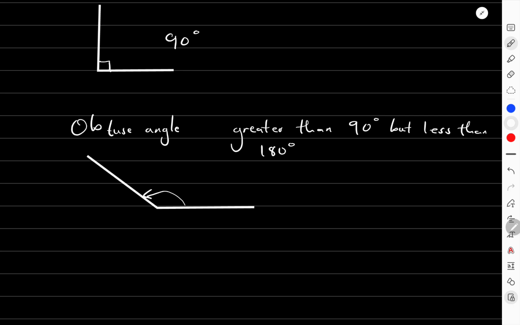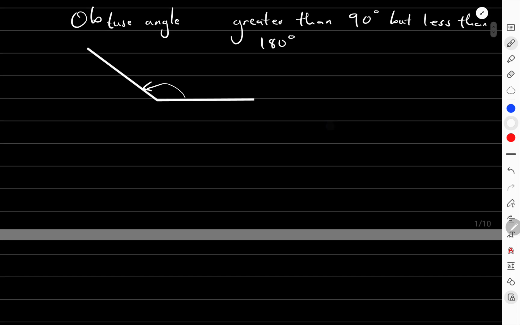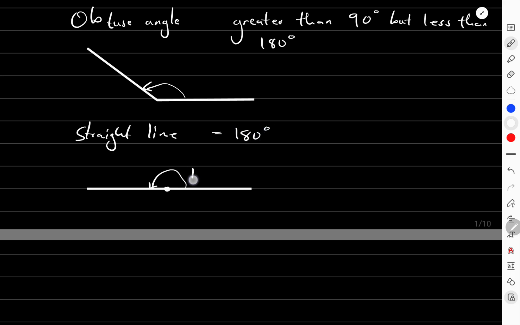Now we have the fourth angle, which is known as a straight line angle. This is an angle that is exactly equal to 180 degrees. A straight line is a line that does not curve. So on that line, we are going to have our vertex here. It's an angle that is equal to 180 degrees. So we have 180 degrees there on a straight line.